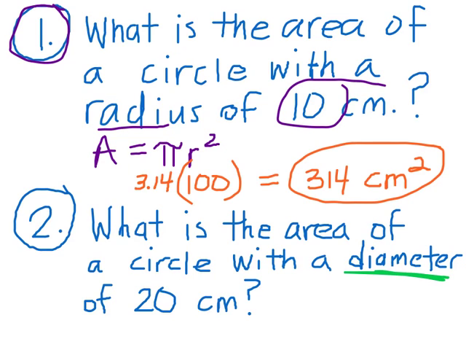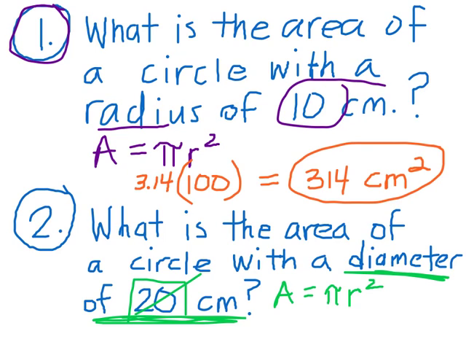Next question, we have, what is the area of a circle with a diameter? Oh, diameter of 20 centimeters. Well, we can't use the diameter for area questions. The formula explicitly says area equals pi r squared. So we have to change all diameters into a radius. And we know that a diameter is twice as long as the radius. So we have to take this number here and chop it in half. The radius would be 10 centimeters.